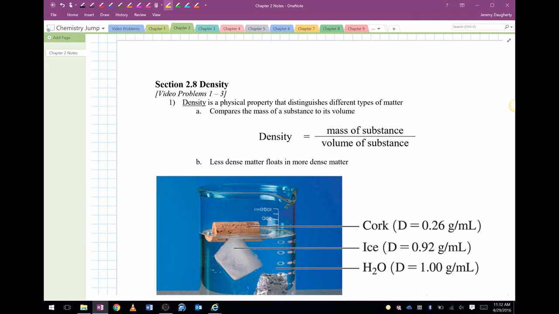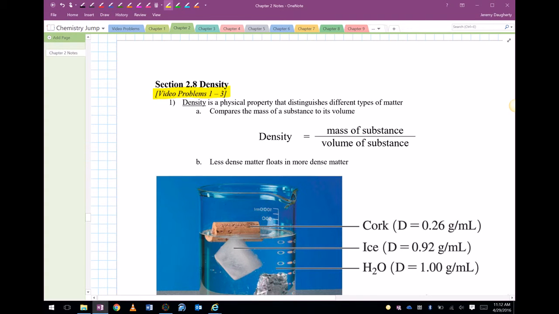Here we are at section 2.8. Sections 2.5, 6, and 7 are straightforward. Read the textbook. It's material from your first year of physics. So section 2.8 also starts our very first video problems.